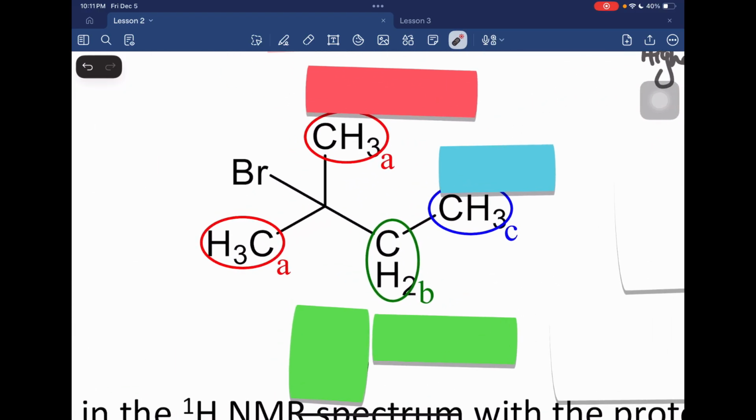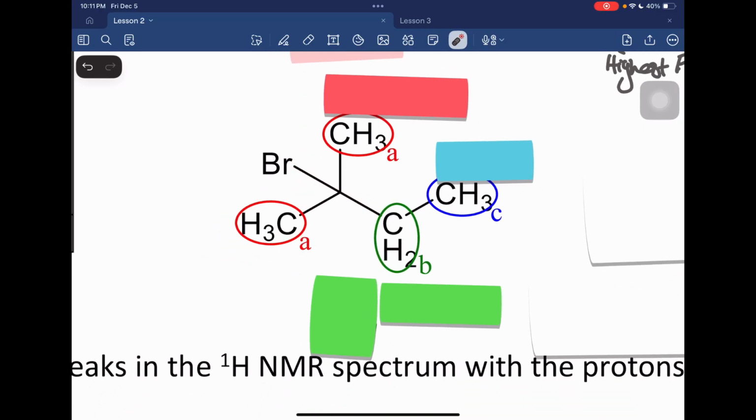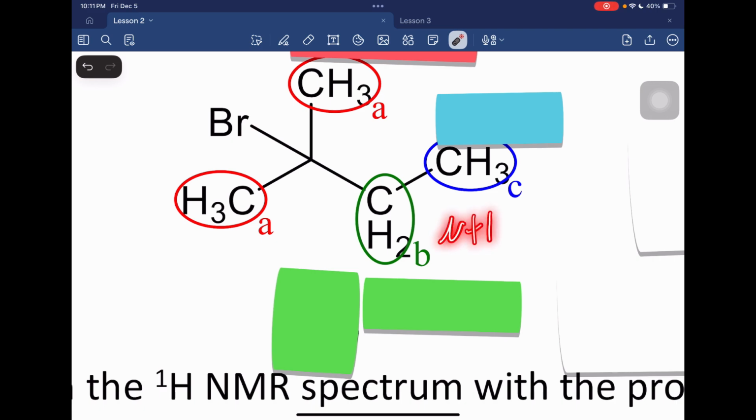So bromine, this one is going to be our most deshielded because this is a CH3 and they are both 2 bonds away. Right, that's 2 bonds, this is 2 bonds. So our CH2 is the most deshielded. So this is going to be n plus 1, which is 1 plus the neighbors, 3, 6. Whoa.